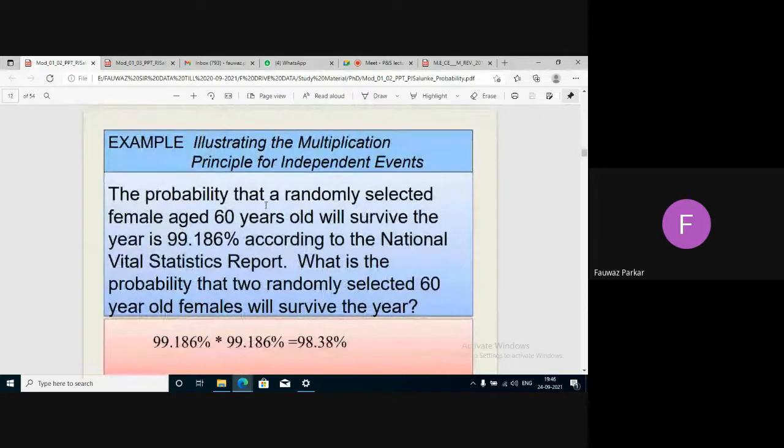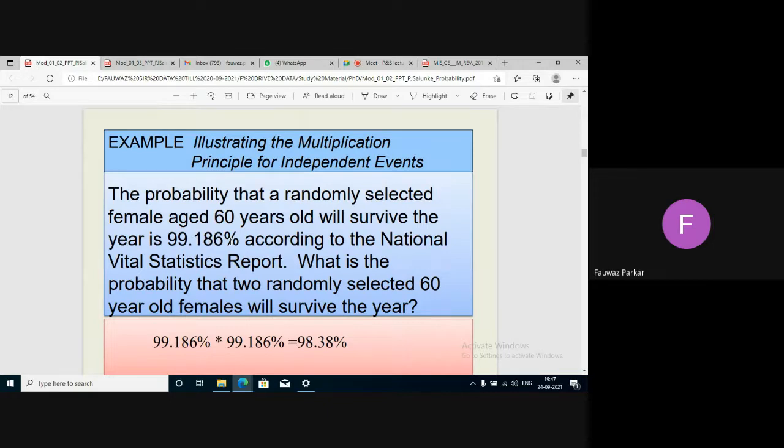Similarly, for independent events, we'll just see how the multiplication works. The probability that a randomly selected female aged 60 years will survive the year, meaning she will go on to be 61 years old, is 99.16186. This is from some national vital statistics report of the US. They have done it for their country, so this is that country's statistic, that a 60-year-old female will survive the year.